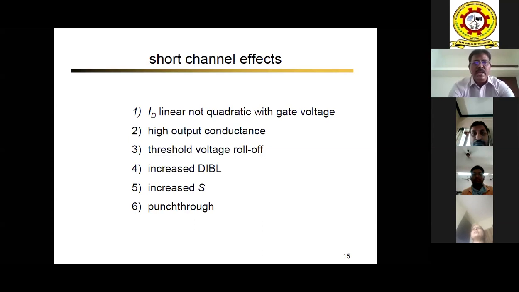Then increased DIBL. DIBL means drain induced barrier lowering. We all know very well, under normal circumstances, when a carrier is moving from source to drain, it has to cross a certain inbuilt energy barrier, isn't it? That's a Fermi barrier. Now, what happens is the gate voltage usually controls the barrier levels.